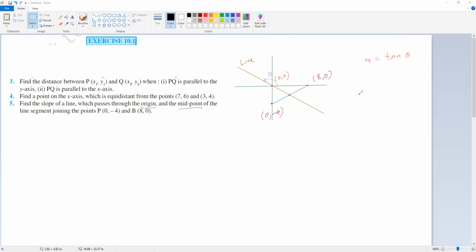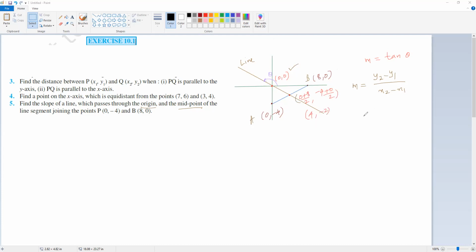So next, what is the formula to find the slope? Slope is equal to change in y, y2 minus y1, divided by x2 minus x1. For that you need 2 points. One point is already there, so how will we get the second point? Midpoint. Our line is passing through the midpoint of the line segment, say AB. So you have to find the midpoint. The midpoint formula is x1 plus x2 by 2, so 0 plus 8 by 2, minus 4 plus 0 by 2. That means that point is 4 comma minus 2.